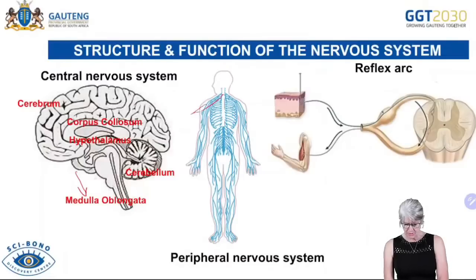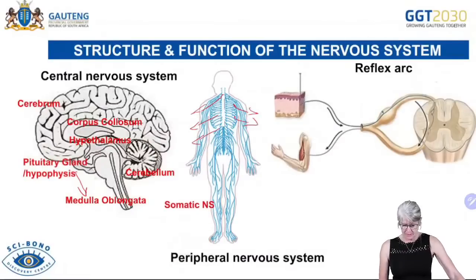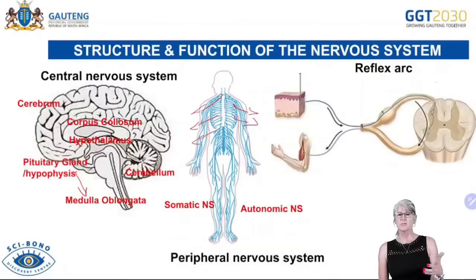All right, then if we look at the peripheral nervous system, we can see from the central nervous system, so all the nerves, the blue nerves that are branching off, that is known as our peripheral nervous system. Okay, and then if we have a look, we've got a somatic nervous system. Remember, that is the nervous system that carries out voluntary actions or functions. And then we have the autonomic nervous system that carries out functions automatically, so we don't actually have to think about it.